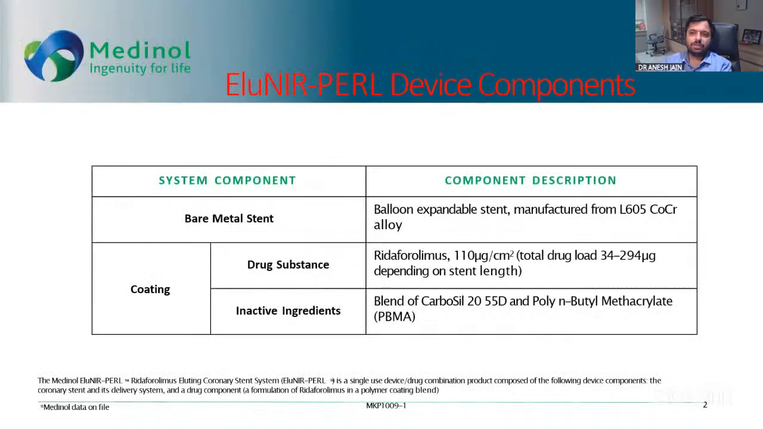So the thing which caught my attention when this new stent came in the market was first its features. It was a cobalt chromium stent. It had a newer molecule, ridaforolimus, with very good data to back it up to show that the long-term ISR rates were very low.